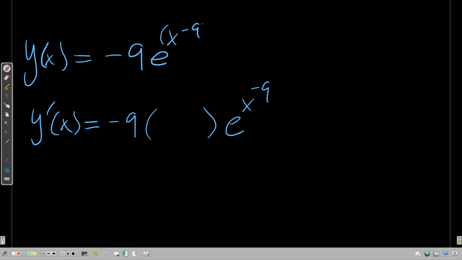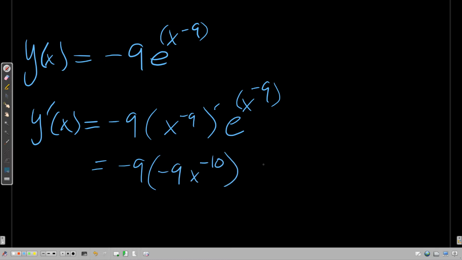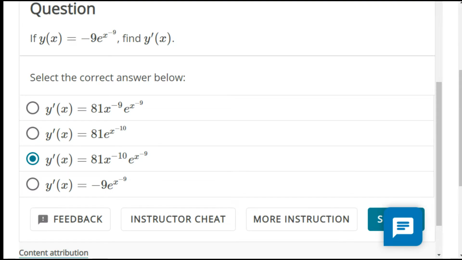And by the way, this really says it's e to this exponent, and here I want the derivative of that exponent. So the derivative of that exponent would be minus 9x to the minus 10. All right, so we can see that it's 81x to the minus 10 e to the power of x to the minus 9.